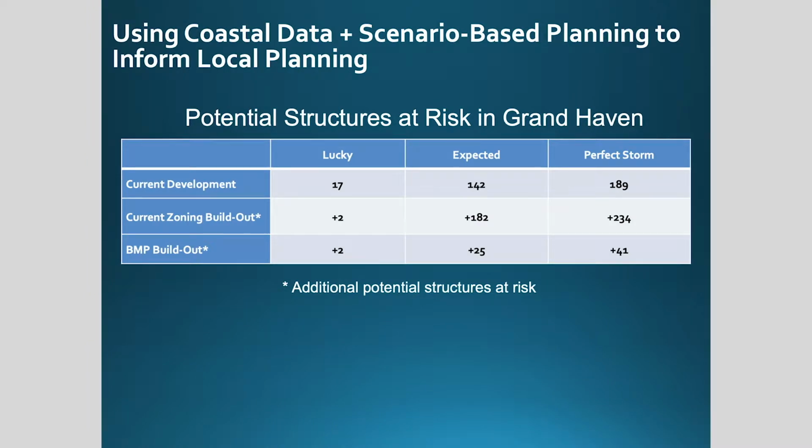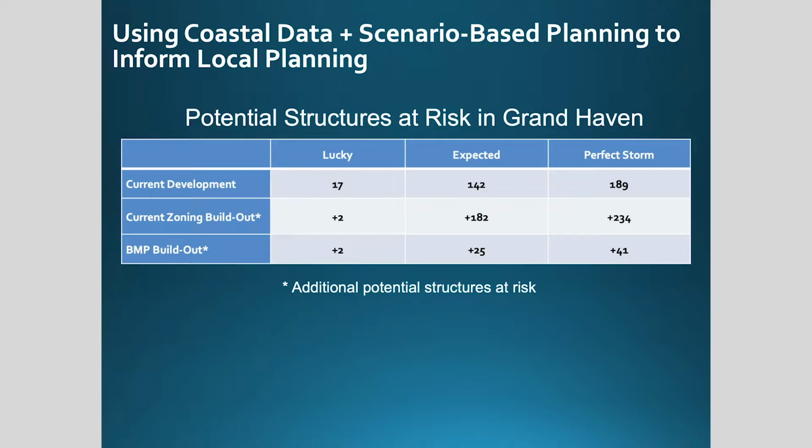So here, once you map those areas into those structures, now you can start doing analysis to say, well, what are the implications of these different build-out patterns? So this is Grand Haven, I believe, yep. Already they've got 17 structures at risk under a current development and a lucky future, and that could go all the way up to 189 structures if the perfect storm hits. That's structures right now in place. And then we're finding this same pattern over and over again when we've done this. If they do build out under current zoning, they could see a substantial increase in development, especially if they build out and the perfect storm hits.